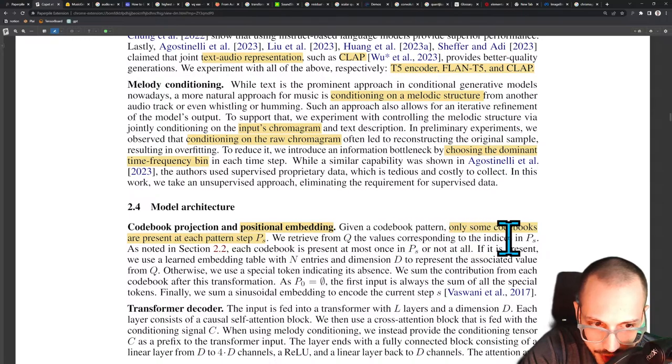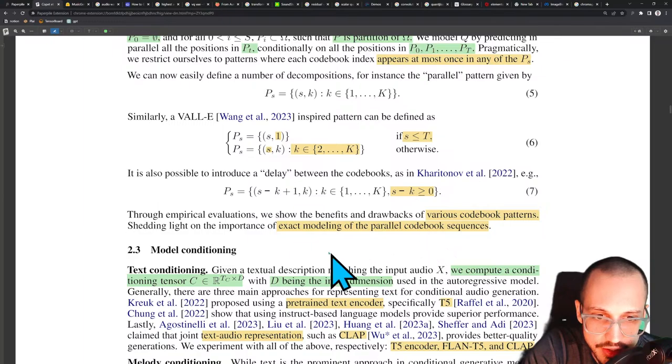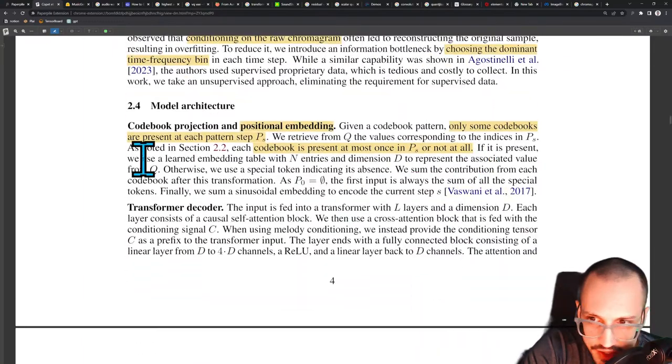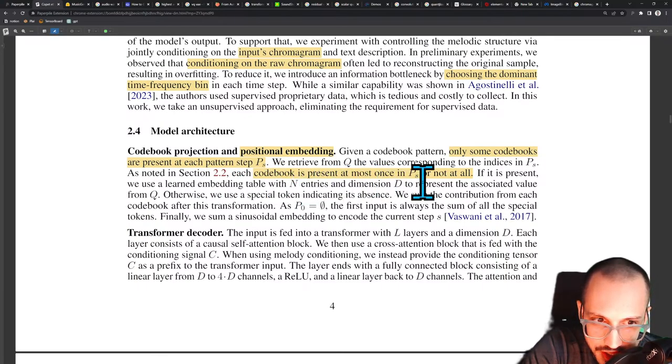We retrieve Q from the values corresponding to the indices in PS. Each codebook is present at most once in PS or not at all, right? So this is consistent with the mathematical definition of partitions that we read. If it is present, we use a learned embedding table with N entries and dimension D to represent the associated value from Q. So this is the actual codebook. Otherwise, we use a special token indicating its absence. Okay, so this is the null token that they were referring to. We sum the contribution from each codebook after this transformation. The first input is always the sum of all the special tokens. Finally, we sum a sinusoidal embedding to encode the current time step S.